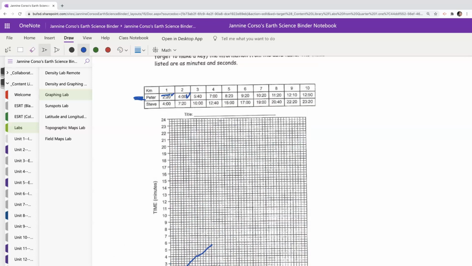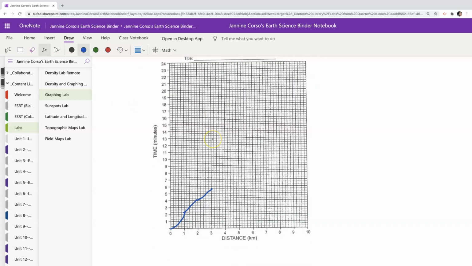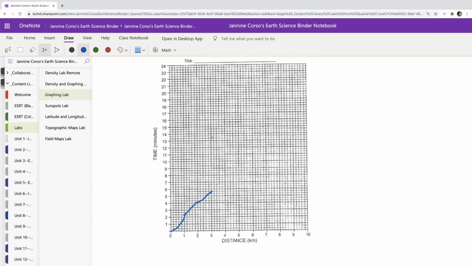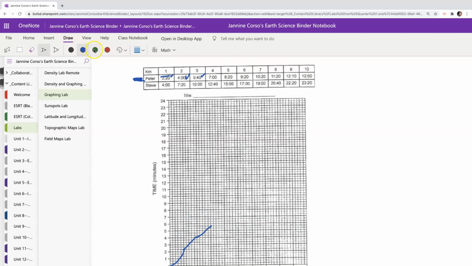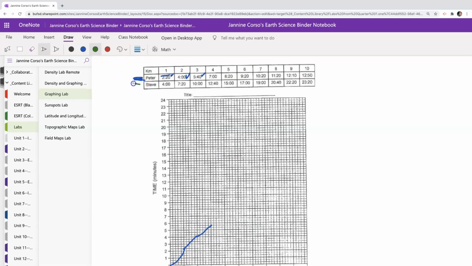So I did the first 3 sets of data. You're going to continue until you get to 10 kilometers. Then, okay, we're going to do Steve. So again, if you want to pause your video now, finish plotting your data, then we are going to continue on. So continuing on, we got Steve.